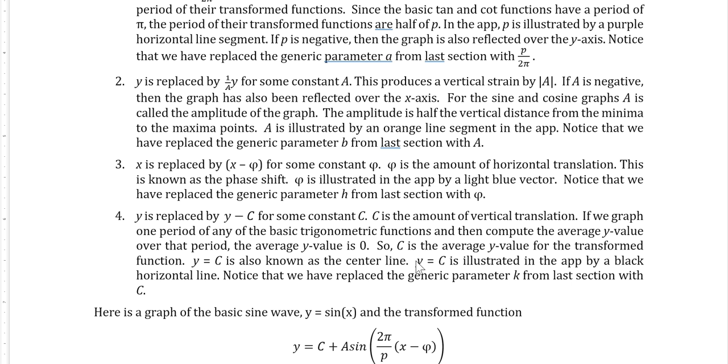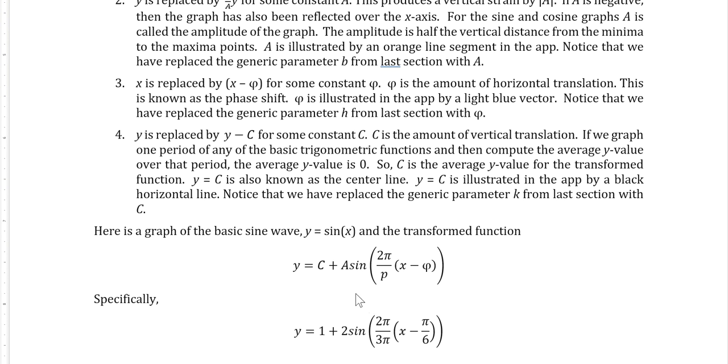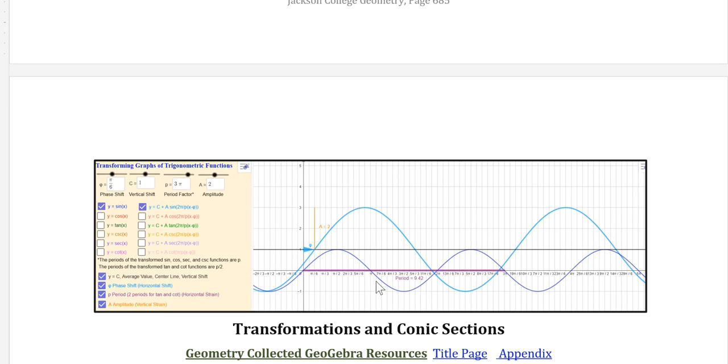So if we start with, for example, y equals sine of x, and we make these transformations and solve for y, then the form of the equation looks like this: y equals c plus a sine of 2 pi over p times x minus phi. Specifically, suppose c is 1, a is 2, so the center line is y equals 1, the amplitude is 2, the period here is 3 pi, and the phase shift is pi over 6. We can see that here. The phase shift here is pi over 6.